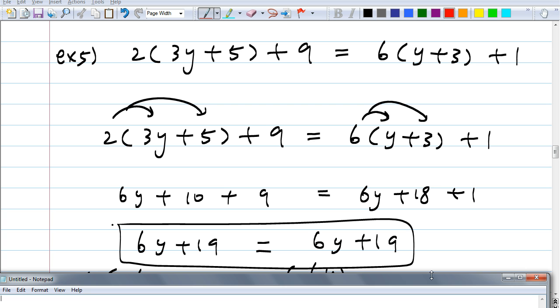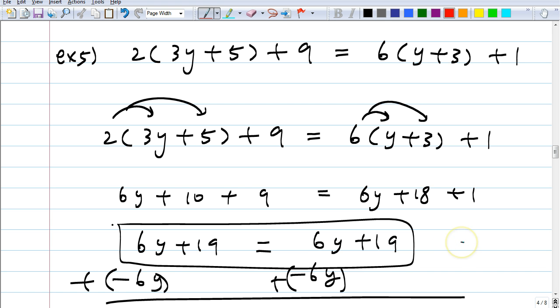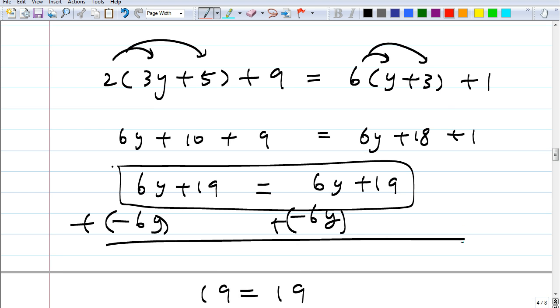Brandon, what do I do next? Let's gather the variables together. So, subtract 19. Oh, you want to subtract 19s? Can I subtract 6y first? Is that okay? Yeah, let's subtract 6y first, because that's what I did. I get 19 equals 19, isn't that right? Now, if you got rid of 19, then you get 6y equals 6y, right?